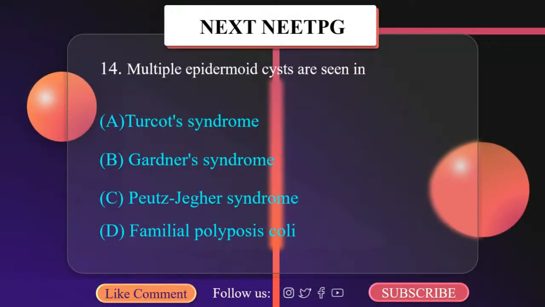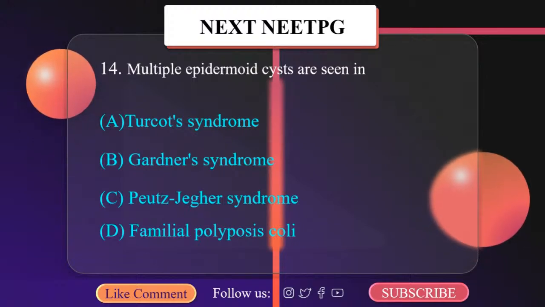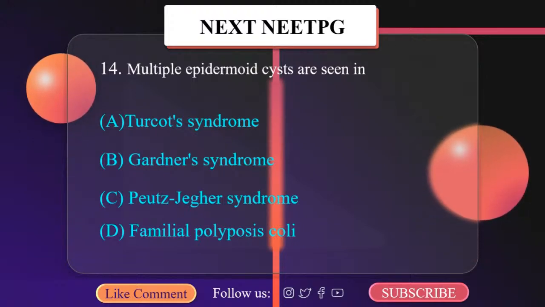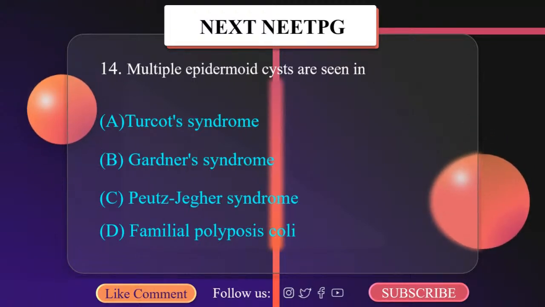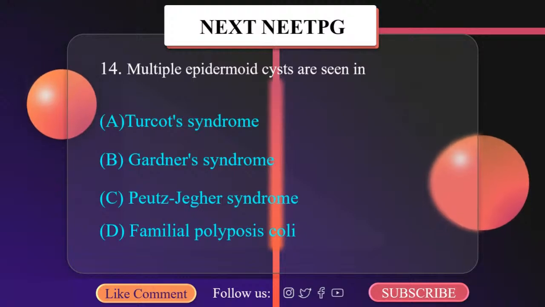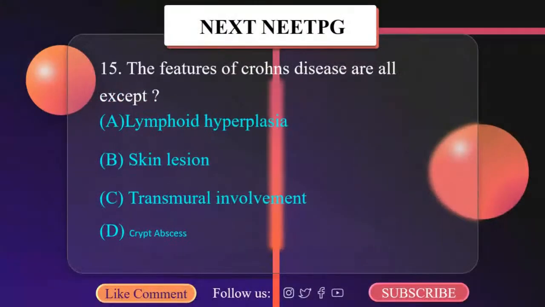Multiple epidermoid cysts are seen in A. Turcot syndrome, B. Gardner syndrome, C. Fitzgerald syndrome, D. Familial polyposis coli. It is Gardner syndrome. Gardner syndrome includes adenomatous polyps of the gastrointestinal tract, desmoid tumor, osteoma, epidermoid cyst, lipoma, dental abnormalities, and periampullary carcinoma. So it is Gardner syndrome, B.